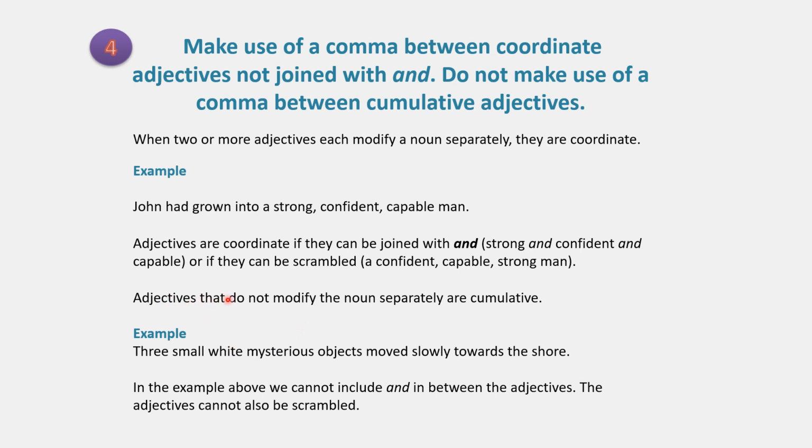So adjectives that do not modify the noun separately are cumulative. Let's look at this example: three small white mysterious objects move slowly towards the shore. In this example, we cannot include "and" between each of these adjectives, nor can we scramble them, because by scrambling them, the meaning of the sentence will be altered.